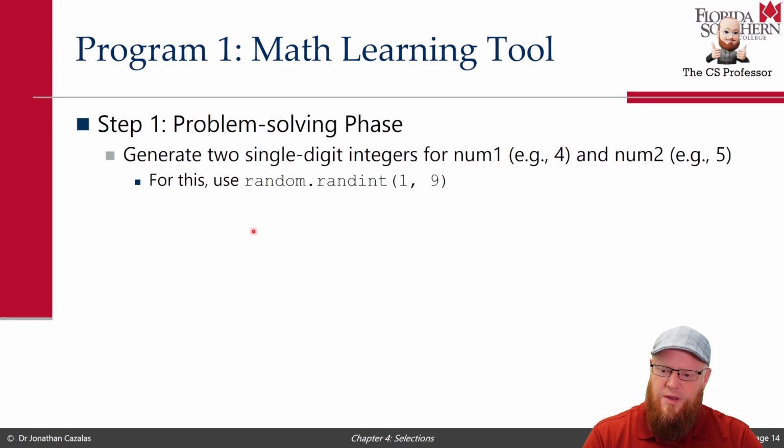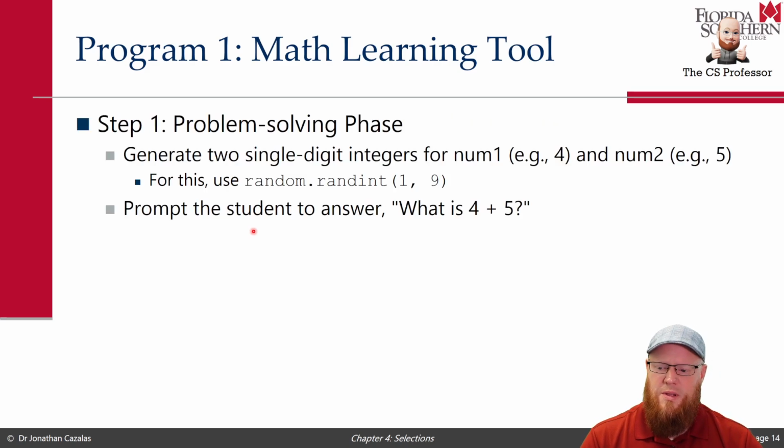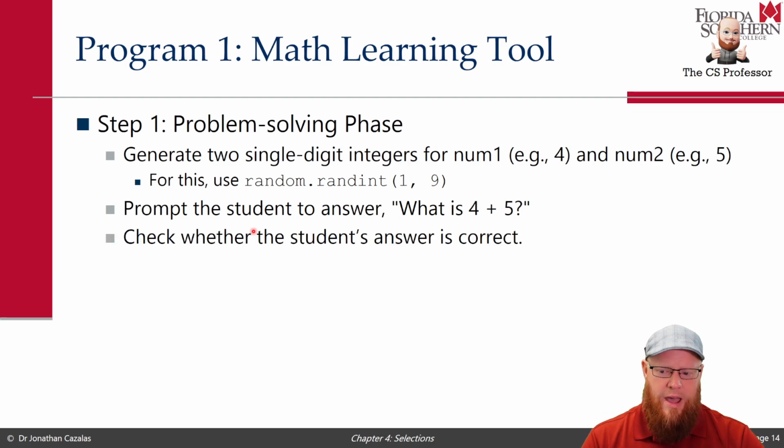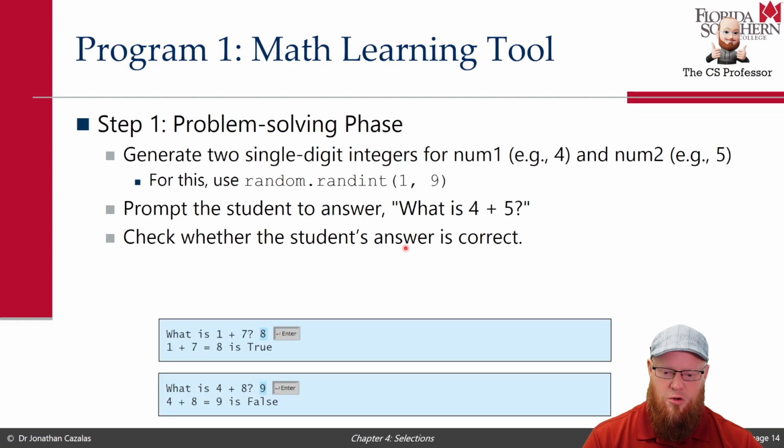So in problem solving phase, we know that we need to use random.randint. Ask the user to answer what is, for example, 4 plus 5, and then simply check if it's correct or incorrect. So here are some samples. What is blank plus blank? What is 1 plus 7? The user enters 8. We print 1 plus 7 equals 8 is true. What is 4 plus 8? The user enters 9, and we should print 4 plus 8 equals 9 is false. We want our program to work exactly like that.